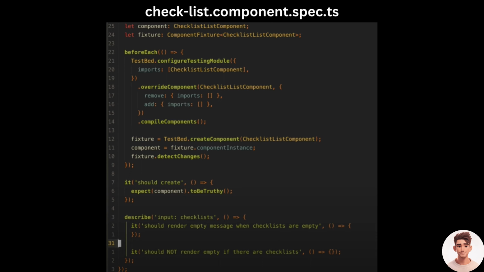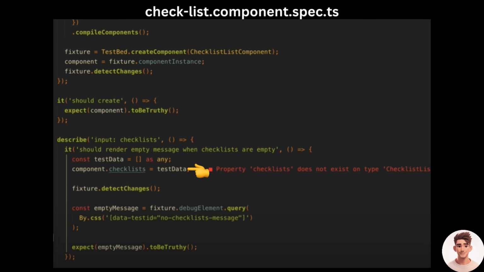Again, we are just focusing on inputs and outputs, so I'll write a test that the empty message is displayed when the checklist input is empty, and another test that it is not displayed when the input is not empty. Technically, I could write this as one test, but generally it makes things clearer if each test tests just one thing.